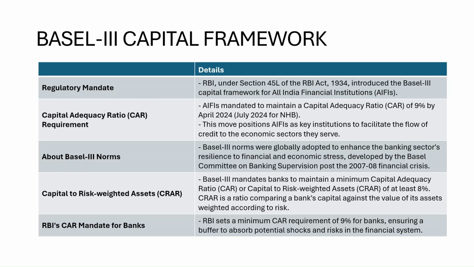However, in India, RBI goes a step further by mandating banks to maintain the minimum capital adequacy ratio of 9%, right? Basel III prescribes 8%, but RBI is promoting the AIFIs to maintain a capital adequacy ratio of 9%. And this proactive measure aims to ensure that our financial institutions are well prepared to absorb shocks and navigate challenging economic conditions in recent times, right? So that is the Basel III capital framework.